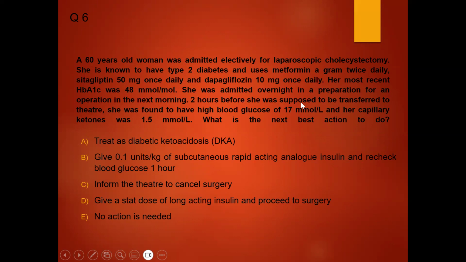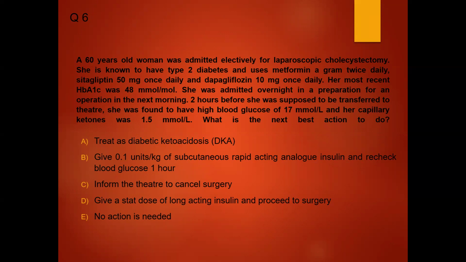Two hours before she was supposed to be transferred to the theatre, she was found to have a high blood glucose of 17 millimole per liter, and her capillary blood ketones came positive at 1.5 millimole per liter. What is the next best action to do? Treat as DKA; give 0.1 unit per kg of subcutaneous rapid-acting insulin and recheck the blood glucose at 1 hour; inform the theatre to cancel surgery; give a start dose of long-acting insulin and proceed to surgery; or no action is required. Again, guidelines have been tested in this question.